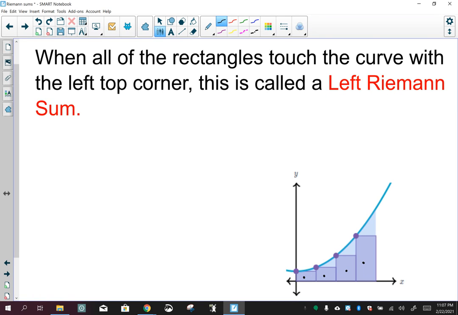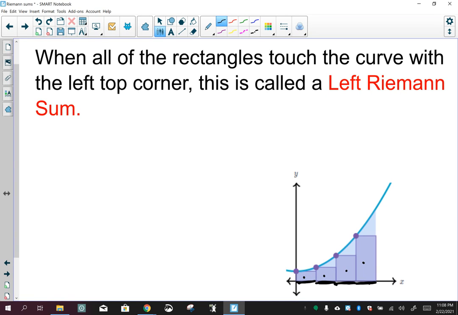When it says uniform, what uniform means is that your x's have the same width all the way across. So basically the base of the rectangle, they're all going to have the same width. It's the height, the y value, that's going to be the different piece. Okay? And so that's what you need to keep in mind as we're going through this.